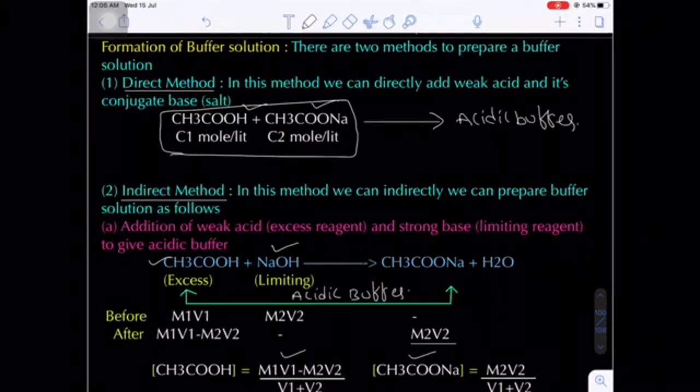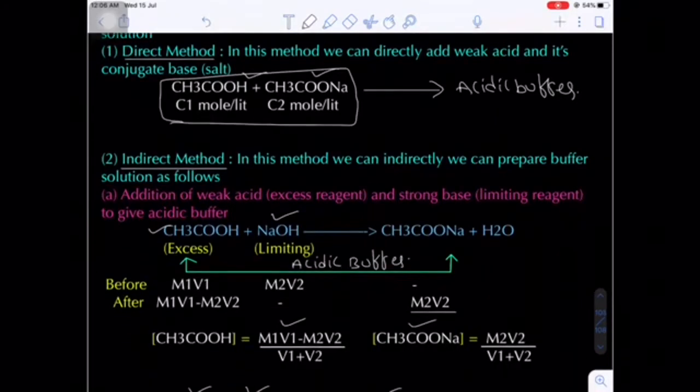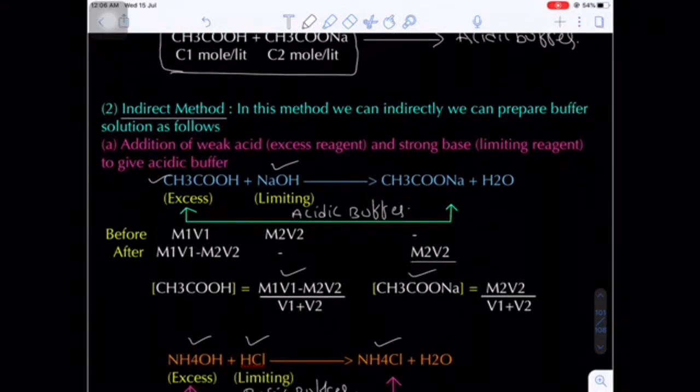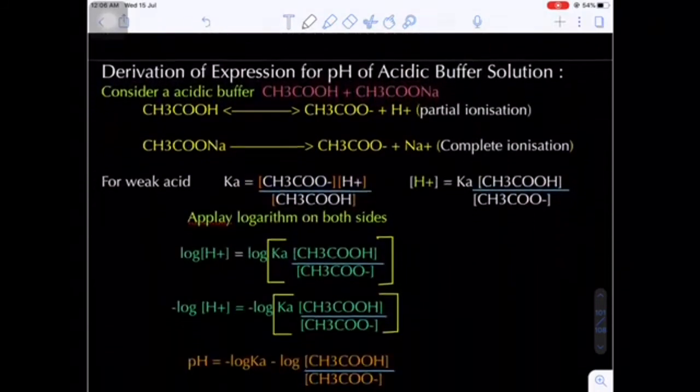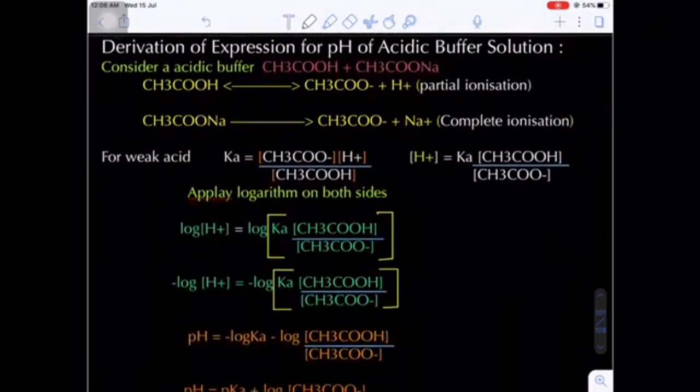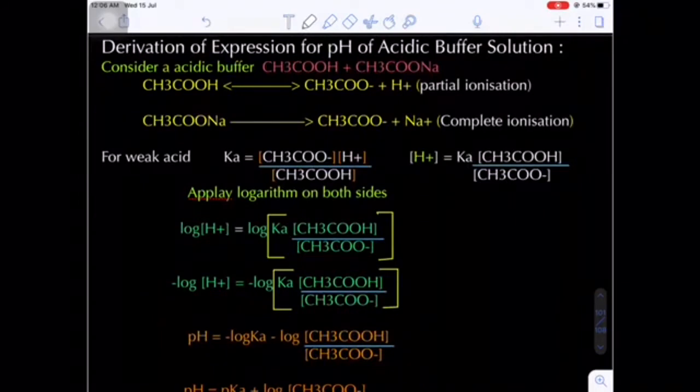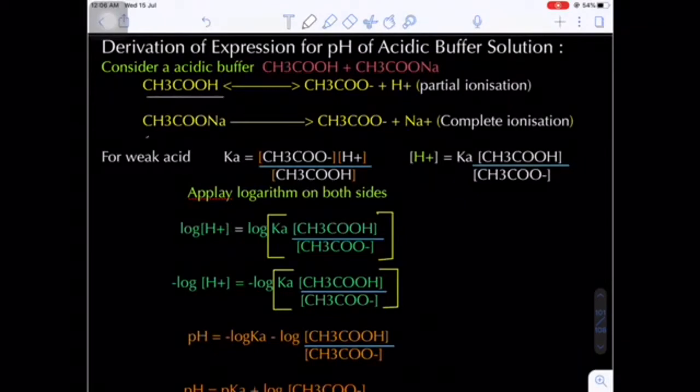Base and acid must be weak here. So directly we can put this concentration in the expression of pH and find the pH value. Otherwise, first of all, we have to prepare the buffer solution and only after that find the pH of the solution. Okay, now this is a very important derivation of pH of the acidic buffer.